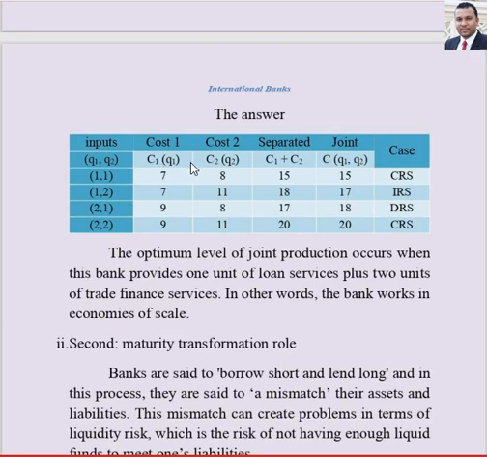Summation of C1 and C2. 7 plus 8 equal 15. This is calculated by summation of C1 and C2. The next.